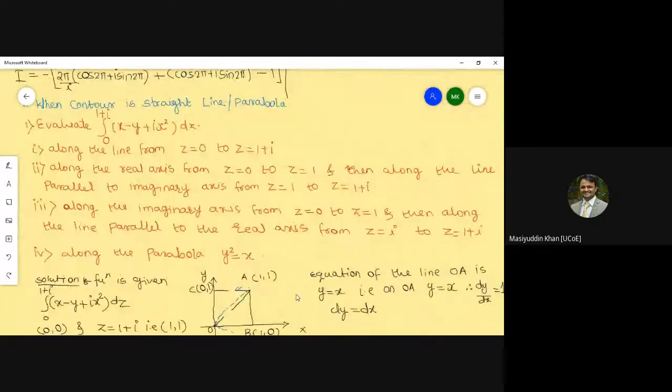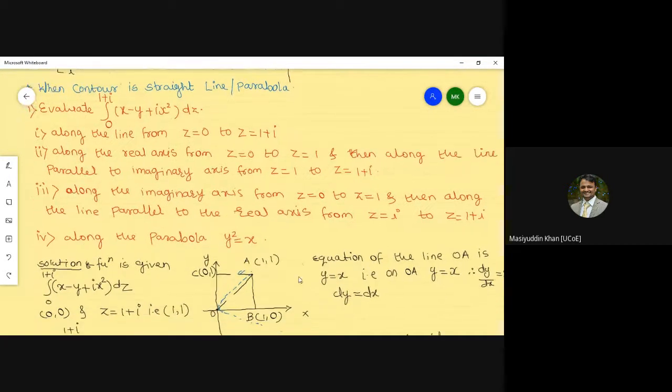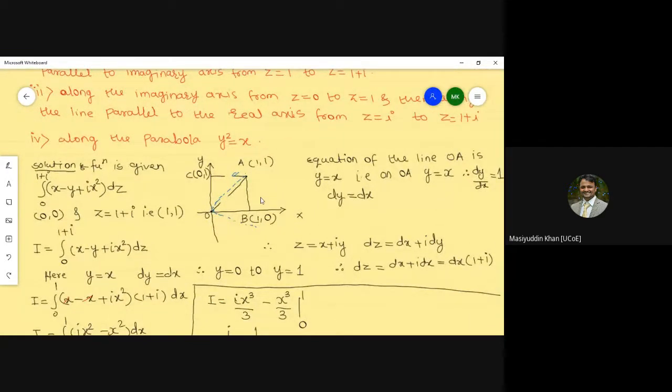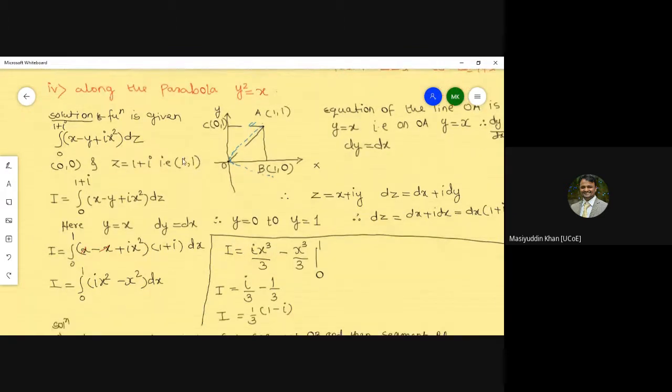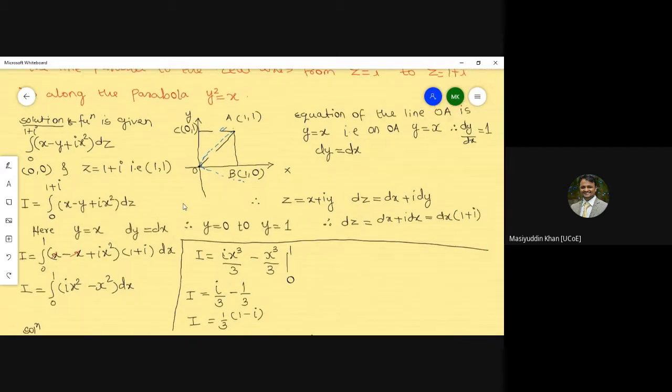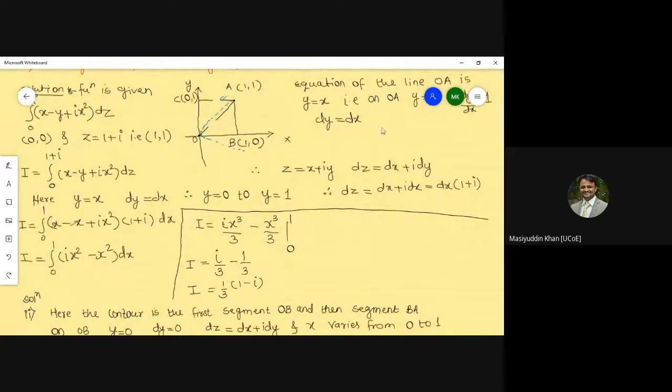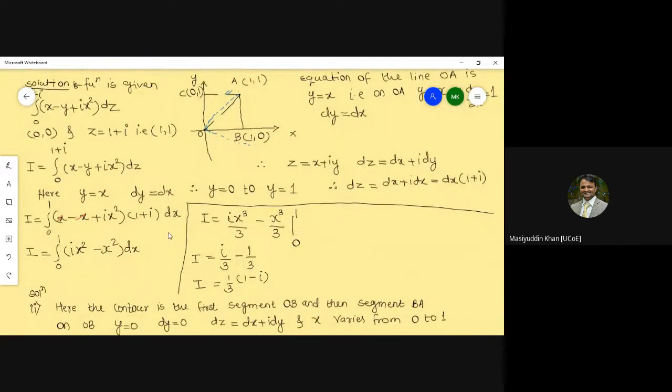In the first condition, z equal to 0 to z equal to 1 plus i. According to that, we just draw the diagram, or the graphical representation of our problem. The first problem was based on y equal to x, meaning a line passing through the origin. According to that, we use the complex number concept, z equal to x plus iy.